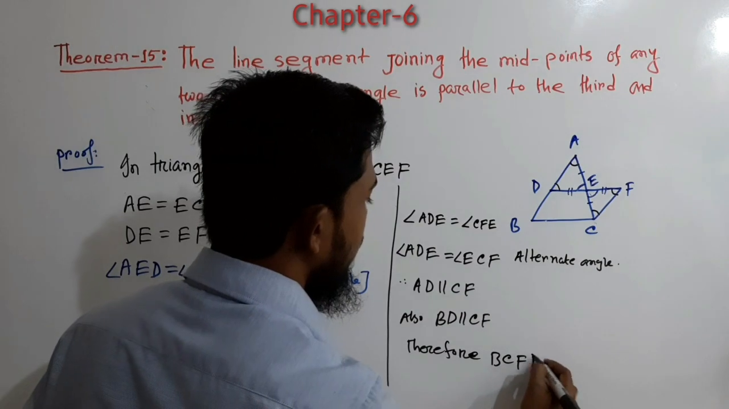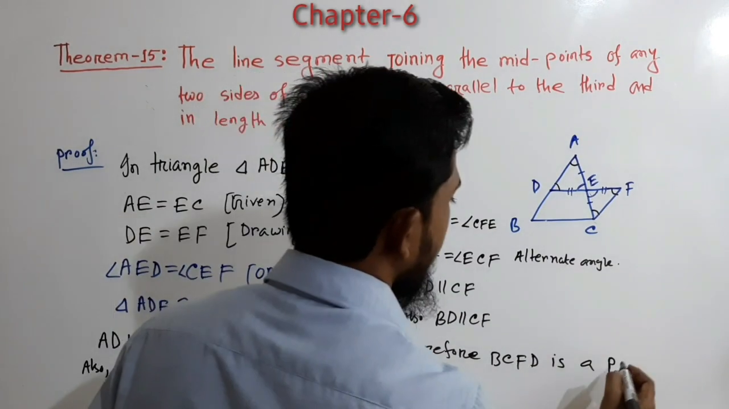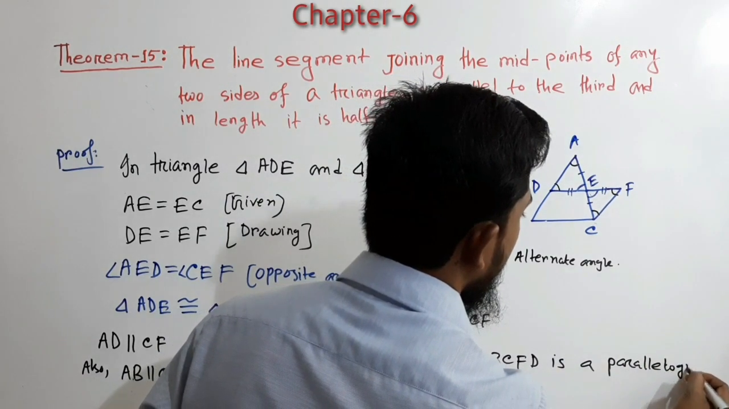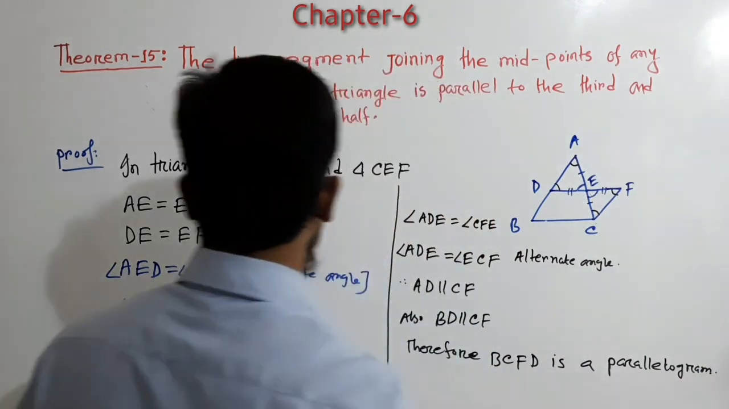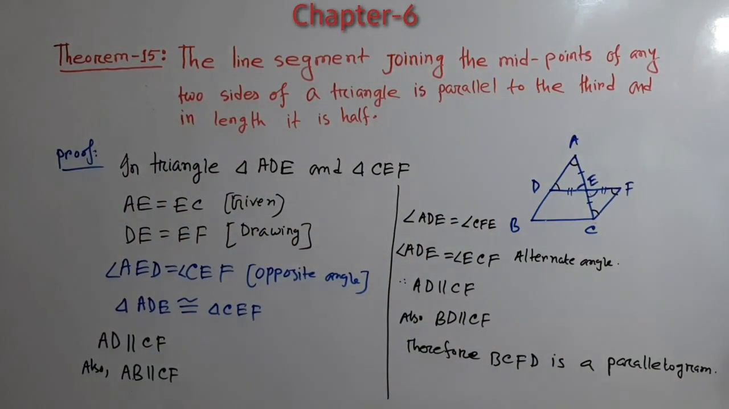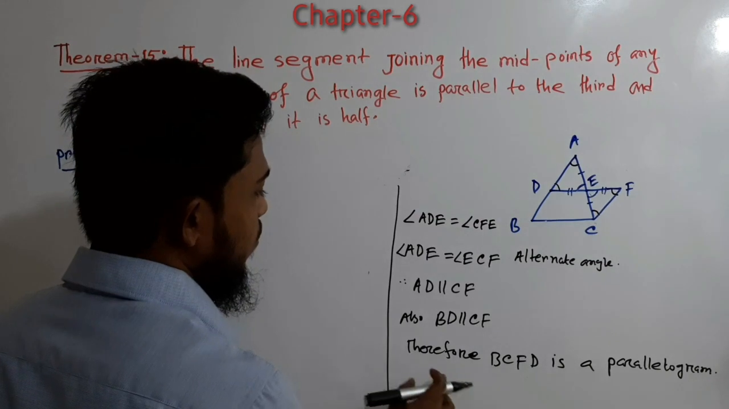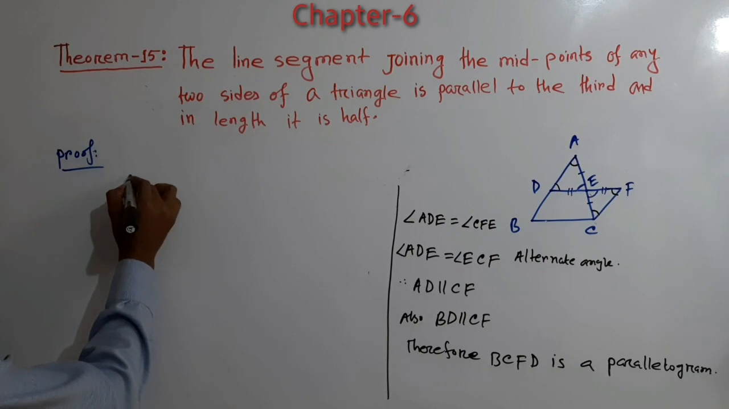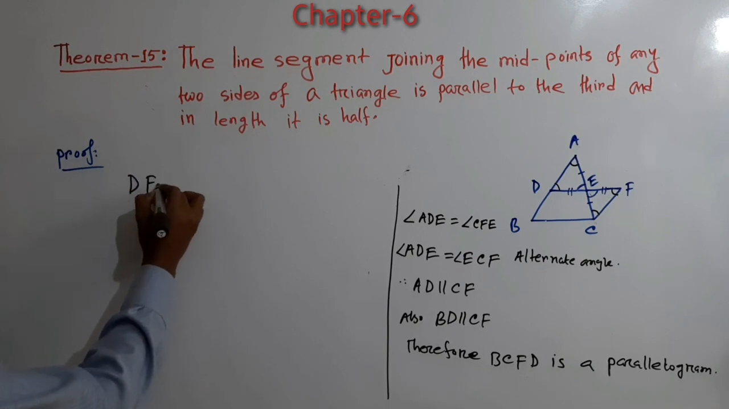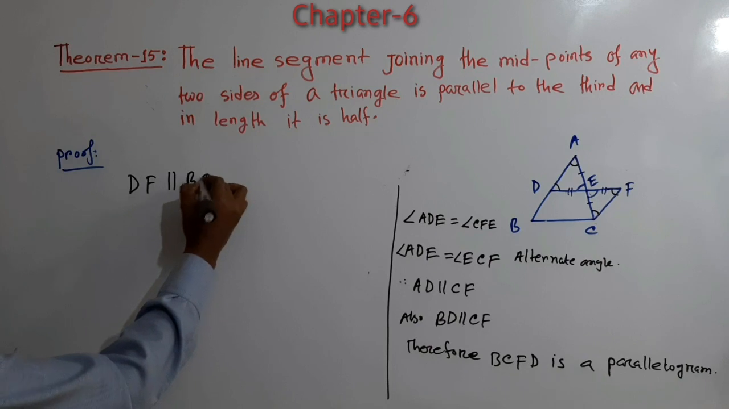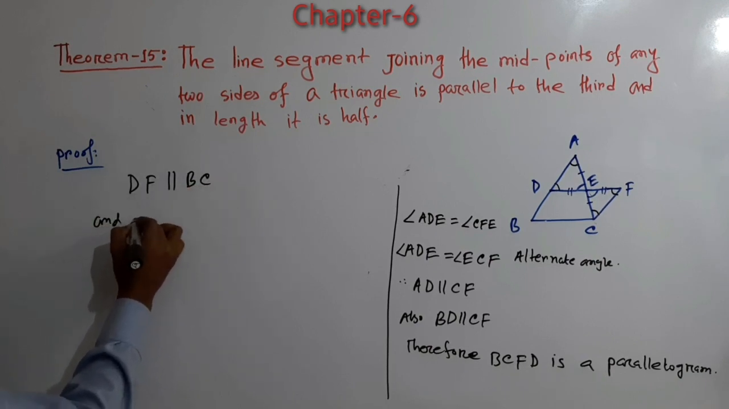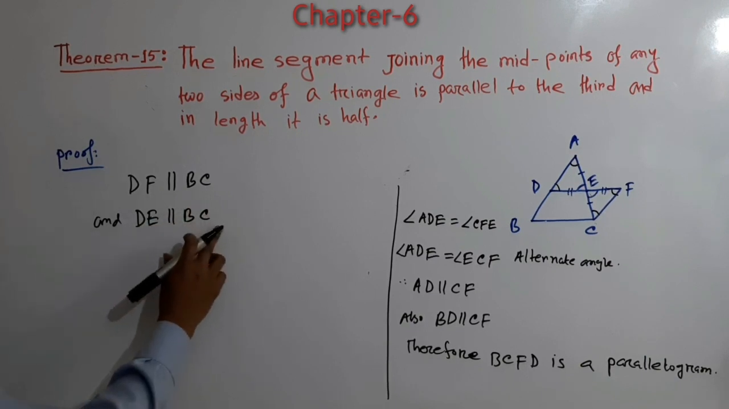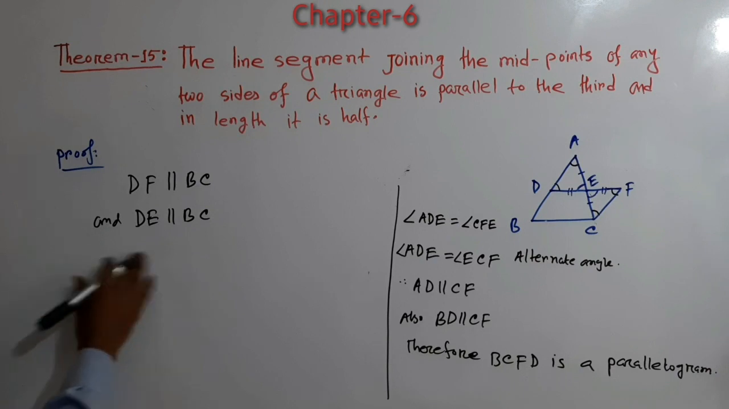Therefore, BCFD is a parallelogram. So, we can write DF parallel BC, and also we can write DE parallel BC. This is our proof of the first condition.